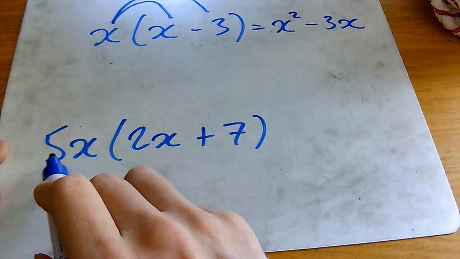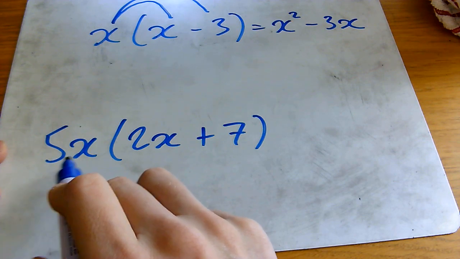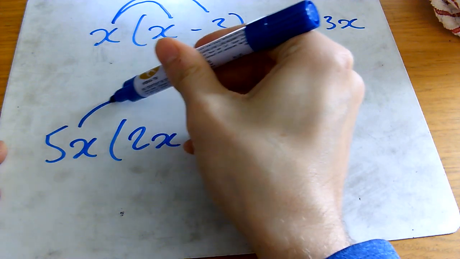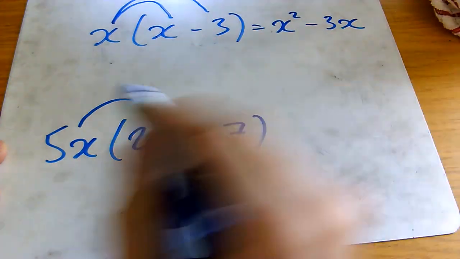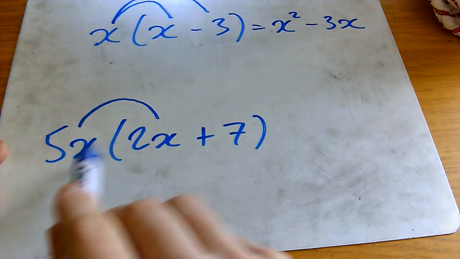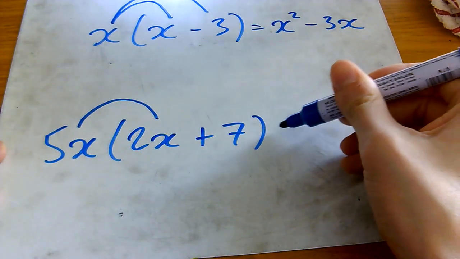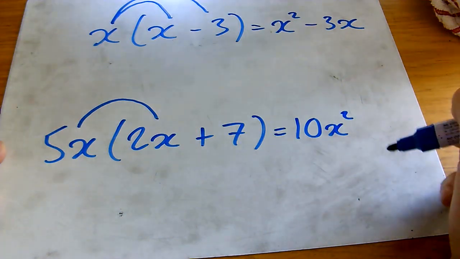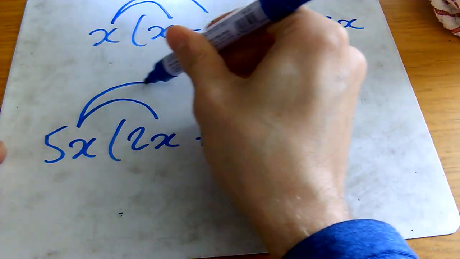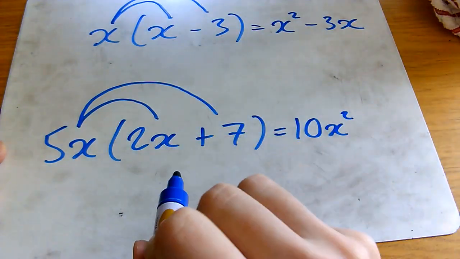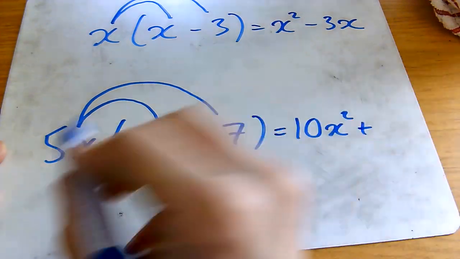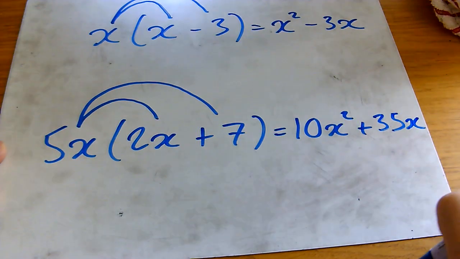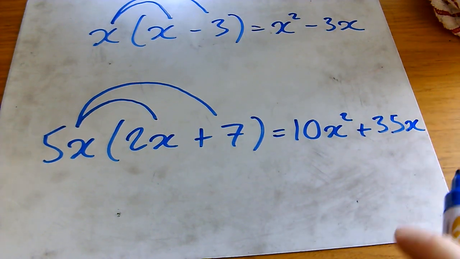The last one, we've got both a number and a letter on the outside. We saw in the last lesson how we can do that. So 5x multiplied by 2x, well, you can do 5 times 2, you can do x times x. So the answer is going to be 10 x squared, and then 5x multiplied by positive 7, positive 35x. Okay, have a go at the questions.